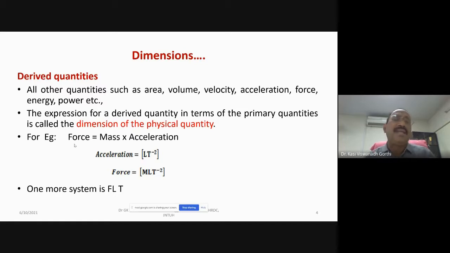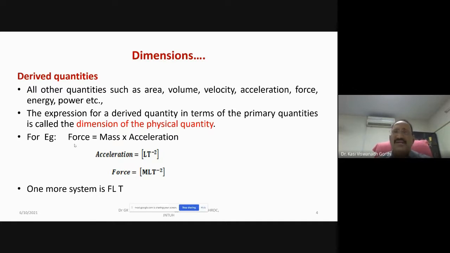Apart from these primary or fundamental quantities, we have derived quantities. What is a derived quantity? Any other quantity, say area, can be expressed in terms of the primary quantities. All such quantities are called derived quantities. Area, volume, velocity, acceleration, force, energy, power, all these are derived quantities, whereas MLT, mass, length, time, are considered to be the fundamental quantities.